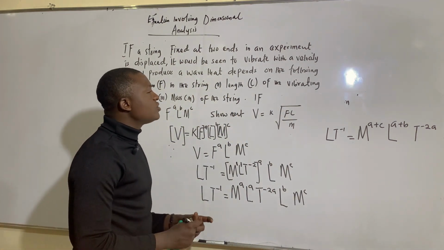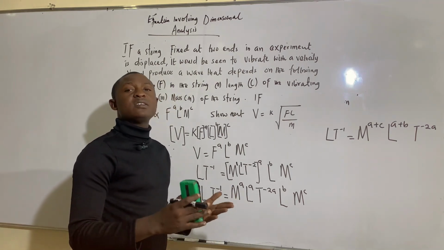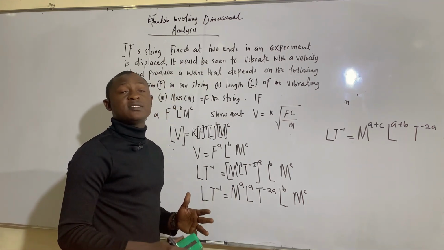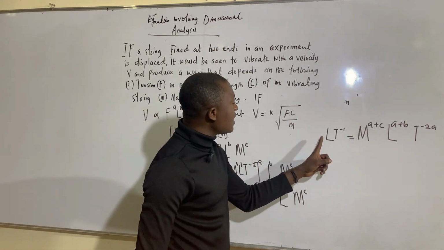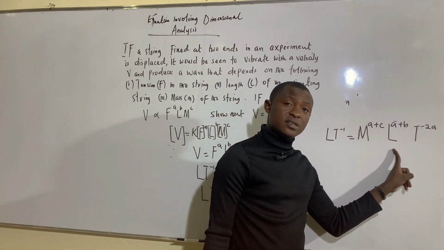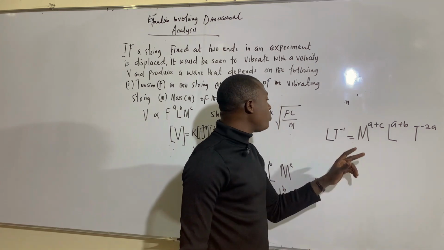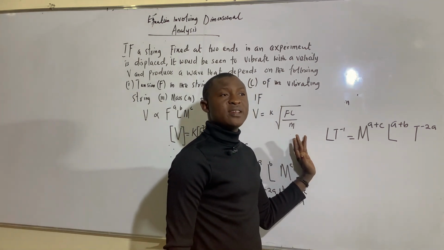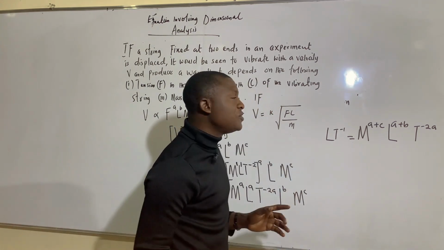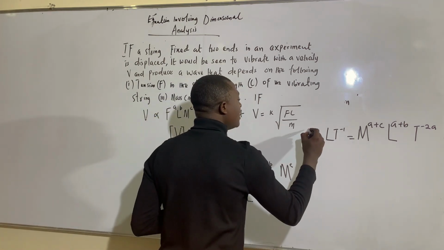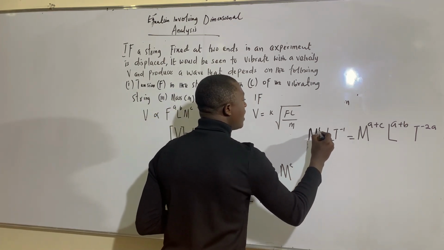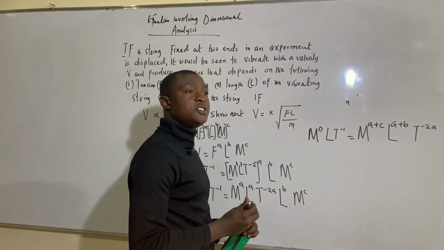Now the next thing is to compare the two sides, what we have on the right-hand side together with the one we have on the left-hand side. But the problem here is, you can see I have L. I can compare L to L, right? I can compare T to T. But can we compare M to M? Do we have anything with M here? No. But you don't need to be confused, it's very simple. Just put M here. That's M raised to the power of 0. M raised to the power of 0 is 1.